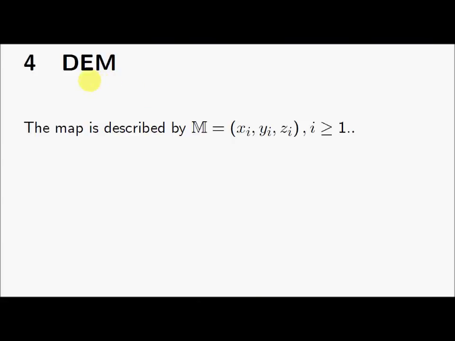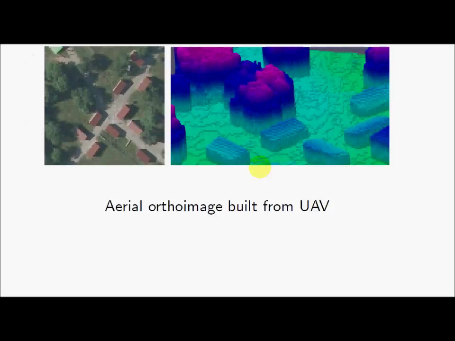I will need to define what is a digital elevation map. For us, it will be defined as a set, the set of all points that correspond to an obstacle. So if you want, it corresponds to the complementary of the free space. I will call it a map. I will denote it by M.